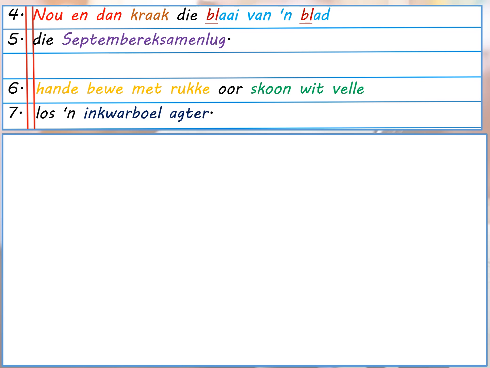So now and then the turning of a page cracks the September exam air. Hands tremble with jerks over clean white pages, leaving an ink mess behind.